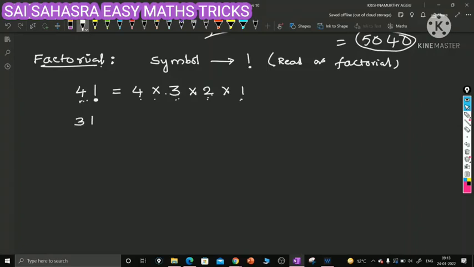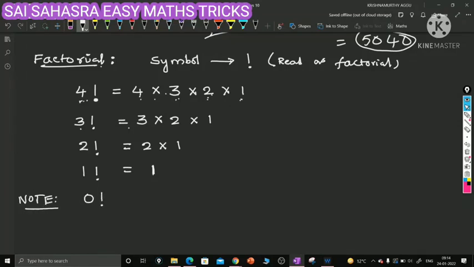Answer my question. What is 3 factorial? 3 into 2 into 1. Start from the number, reach up to 1. That's it. 2 factorial is what? 2 into 1. Then what is 1 factorial? 1 only. 1 factorial is 1. Next, this is very important. One note point. 0 factorial is what? 1. One only. This is very important.